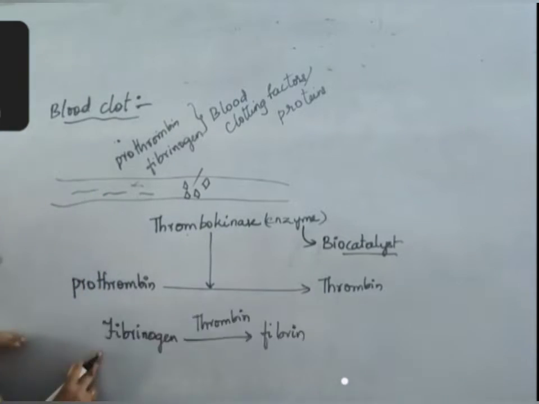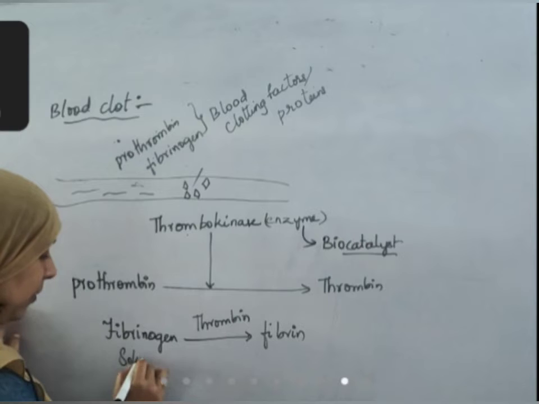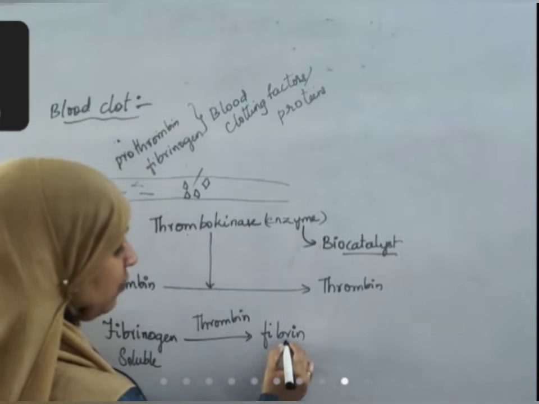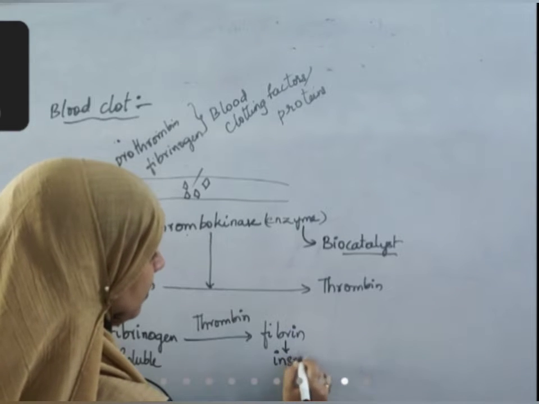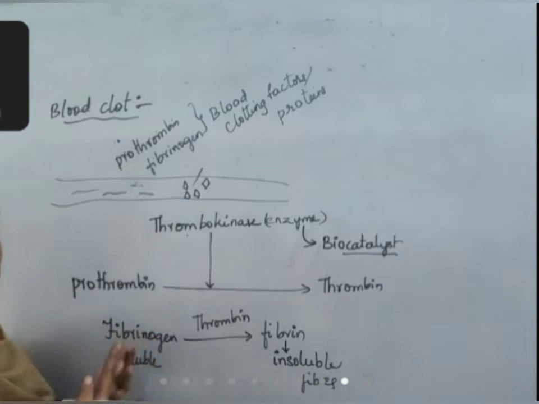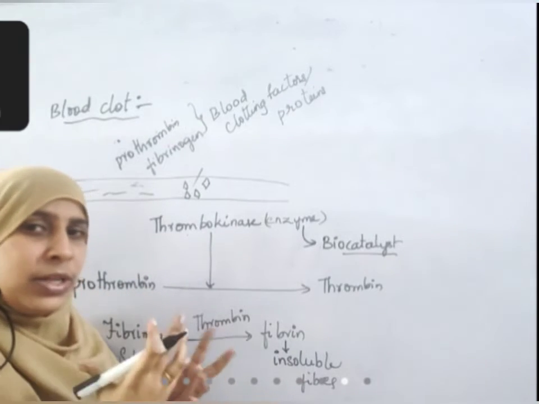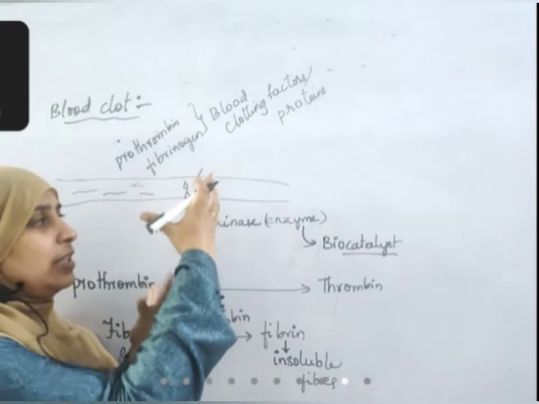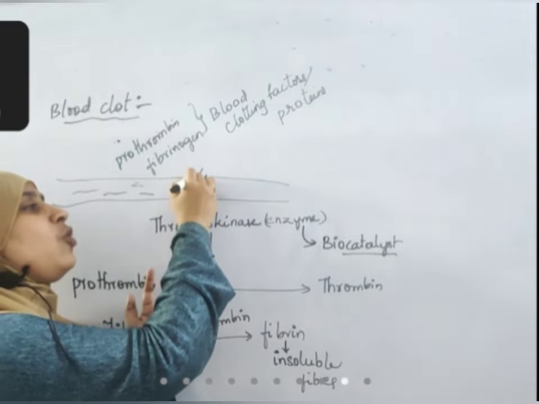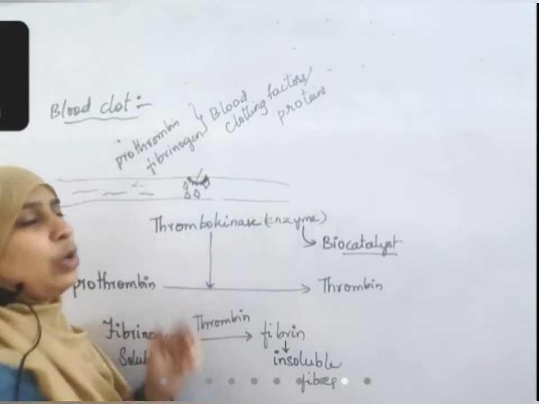What is the advantage of this conversion of fibrinogen into fibrin? Fibrinogen is a soluble protein. It gets dissolved in blood plasma, whereas fibrin is insoluble fibers that can form a mesh. When so many threads are getting tangled, what happens? It will form a mesh. So if this mesh forms inside the blood, it will stop the flow of blood cells at this location. All the blood cells will accumulate here. As a result, a clot is formed and blood will not be able to go out.